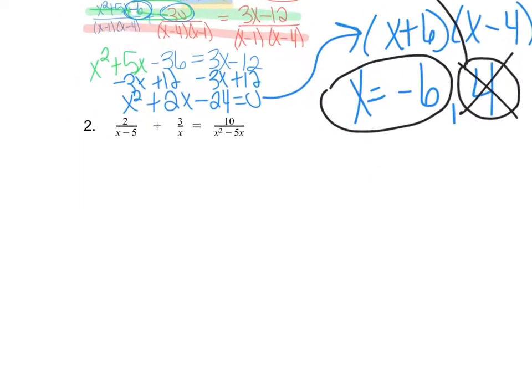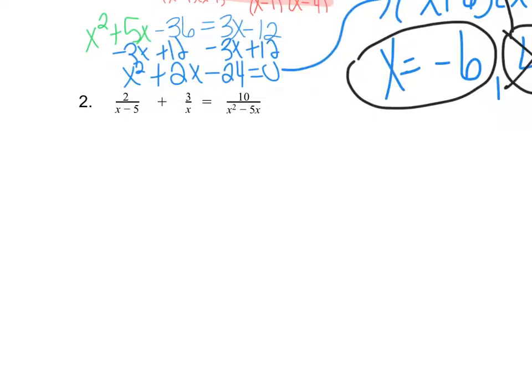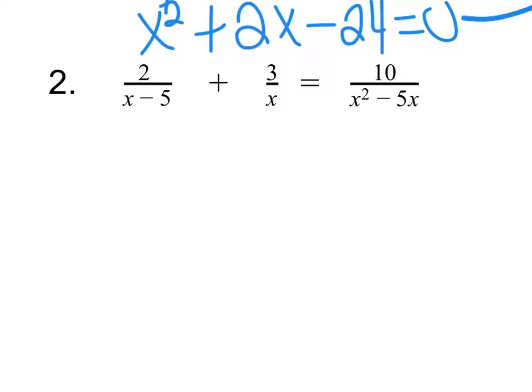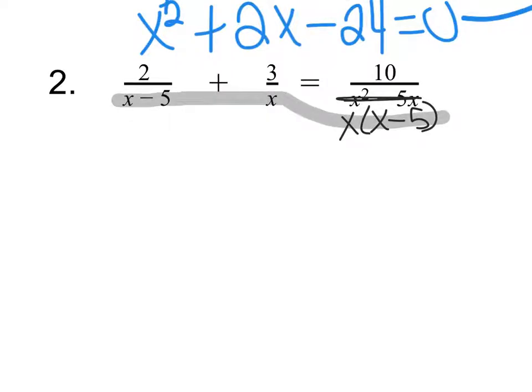I have a few more examples. We're just going to keep practicing with this idea. Okay, so I have 2 over x minus 5 plus 3 over x equals 10 over x squared minus 5x. First things first, factor. So I'm going to factor an x out of that, and I would be left with x minus 5. Now I look at my denominators. I have x minus 5, x, and x times x minus 5.